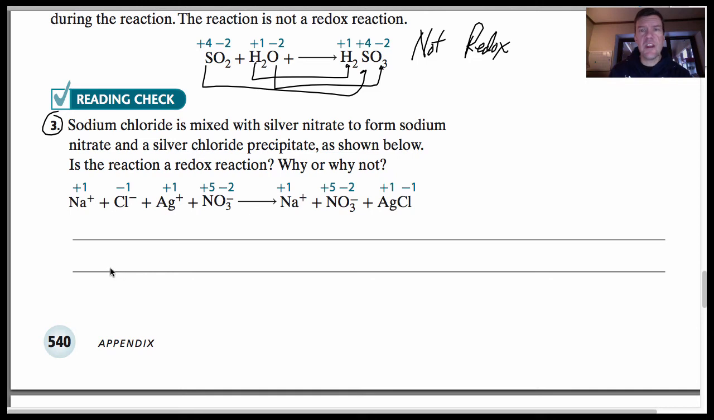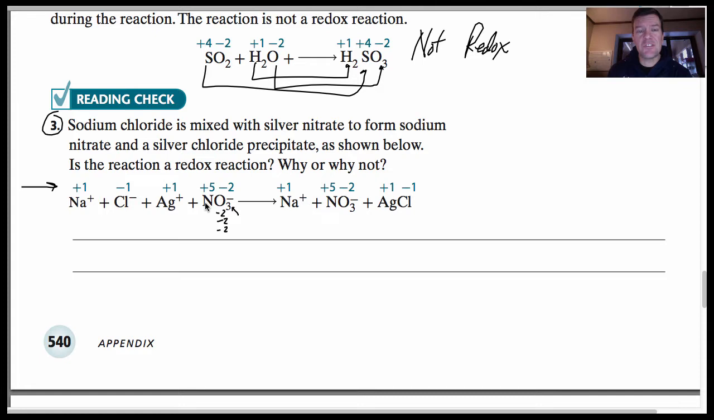Number 3 here, is this a redox reaction? Well, after we've assigned the oxidation numbers, let's just go ahead and verify these oxidation numbers really quickly. Sodium is a +1 ion, so the oxidation number is the same as the charge. This is a chloride ion, so the oxidation number is the same as the charge. Silver ion, oxidation number is the same as the charge. Here we have the nitrate ion, and we know oxygen is always a -2, so -2, -2, -2. Why did I put it 3 times? Because there are 3 oxygens there.